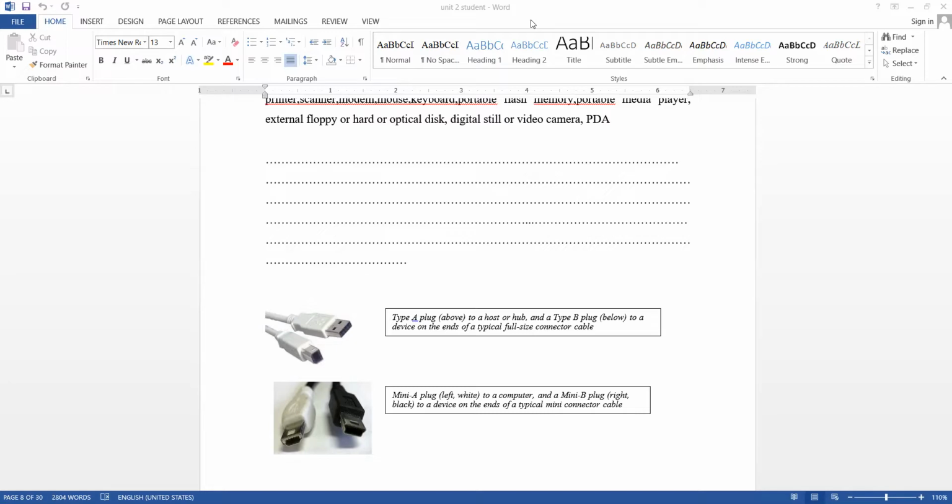These are called hot pluggable. That means you can plug and remove devices while it is power on, right?